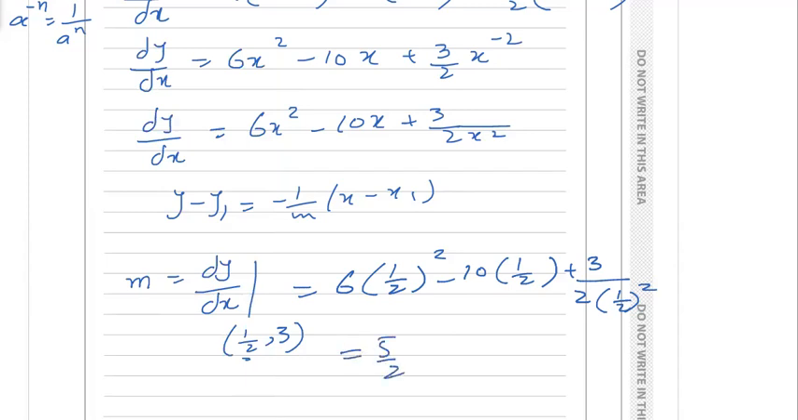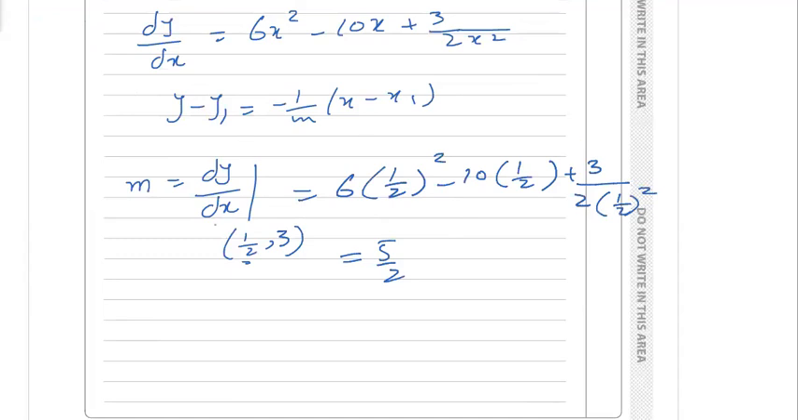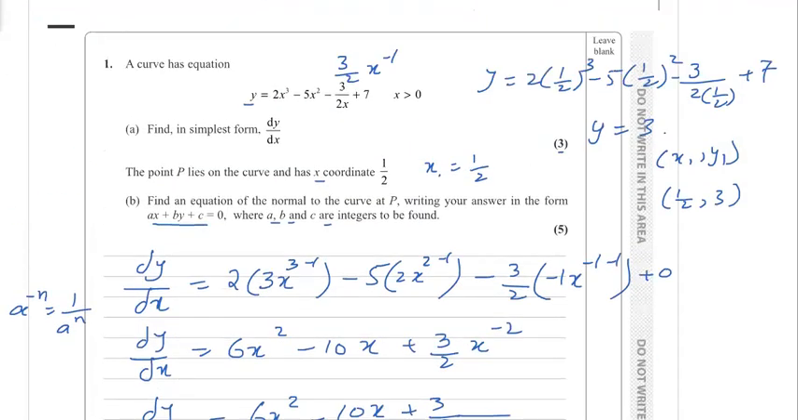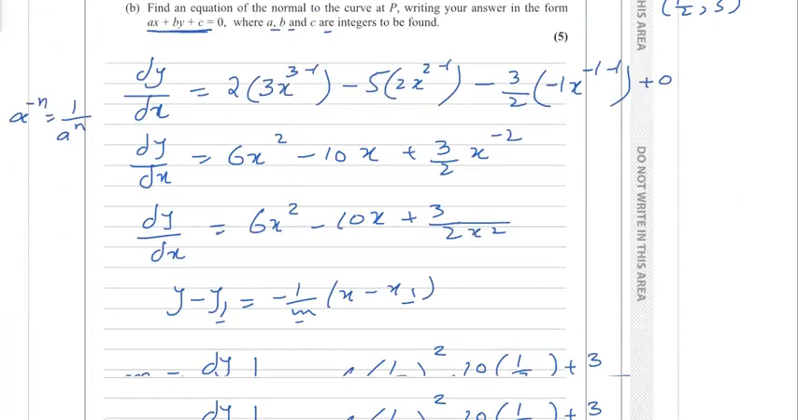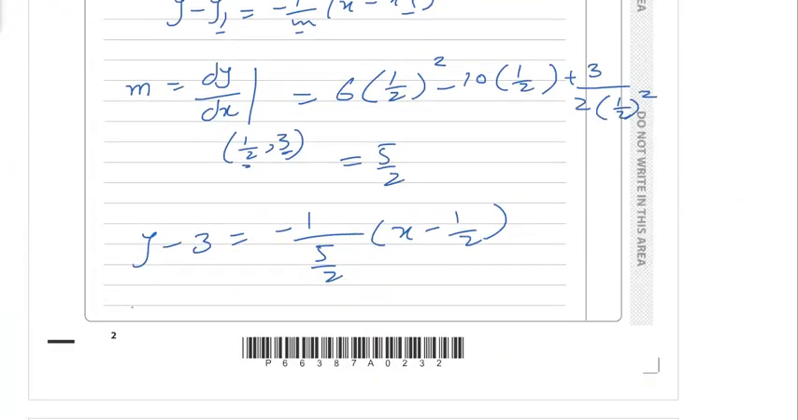So now the equation of normal, as I have the point x1, y1 also. Putting the values of m and x1, y1 in this equation, we will get the equation of normal. So that will be y minus y1, where y1 is 3, equal to minus 1 over 5/2 into (x minus x1), x1 is 1/2. But as per the question, we have to write it in the simplest form, ax plus by plus c. So y minus 3 equals minus 2/5 into (x minus 1/2).